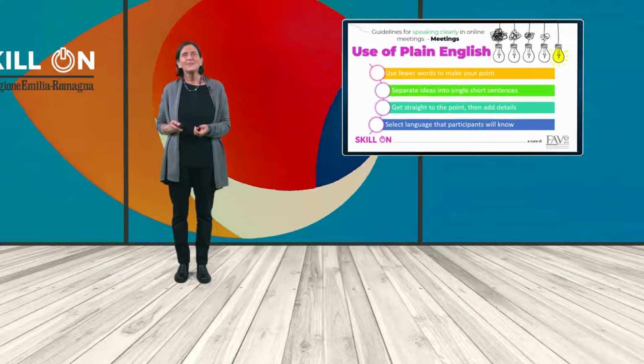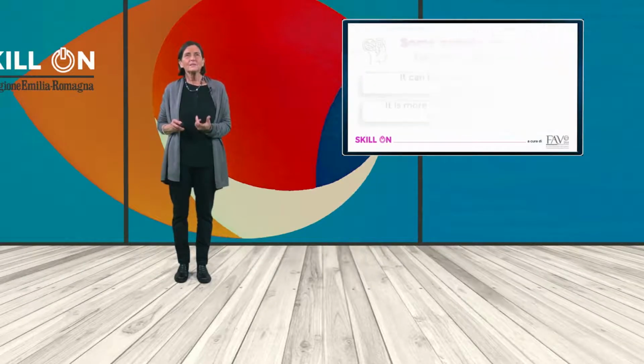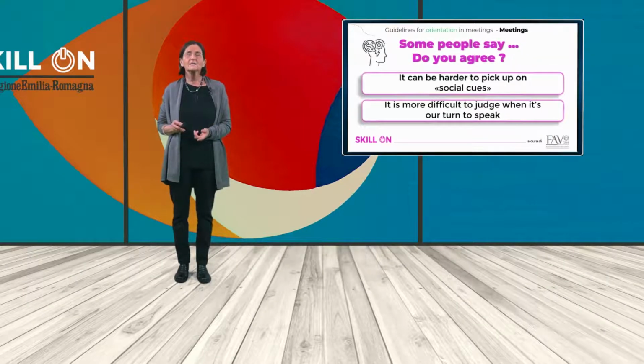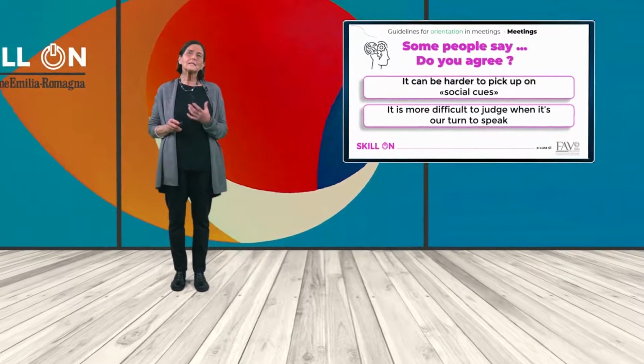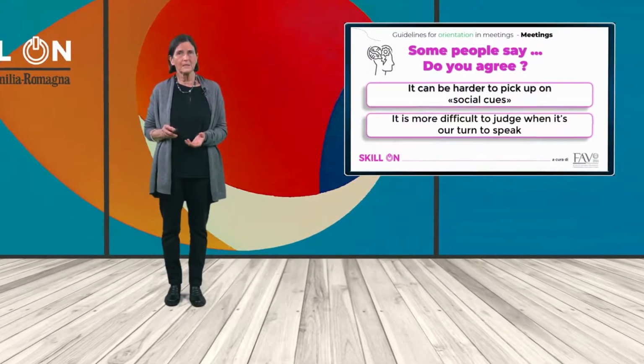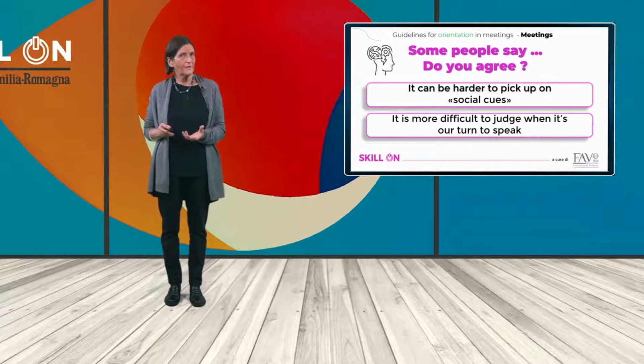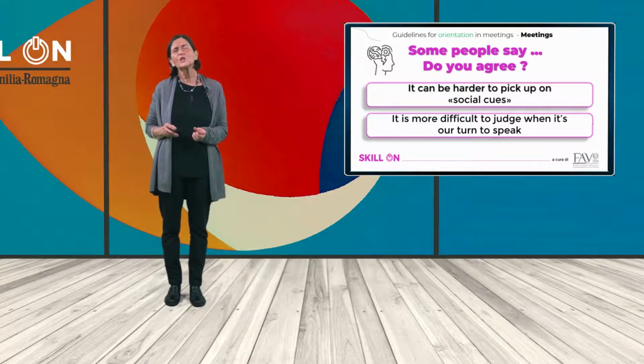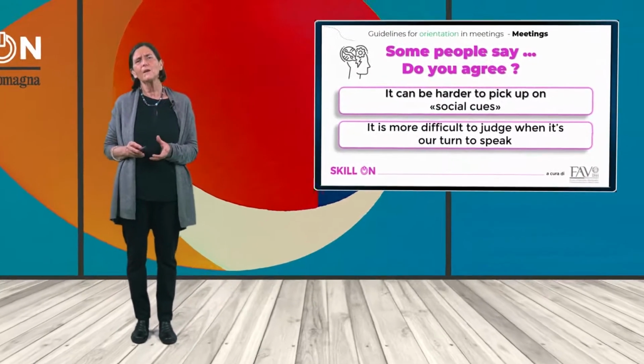Good. So, another aspect that we want to look at is what is said frequently in relation to online meetings. People have said these various things, and I want to ask you, do you agree? So the first one, it can be harder or more difficult to pick up or to read, to identify social cues. What do we mean by that?